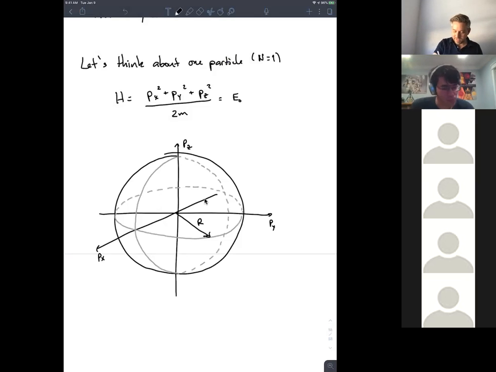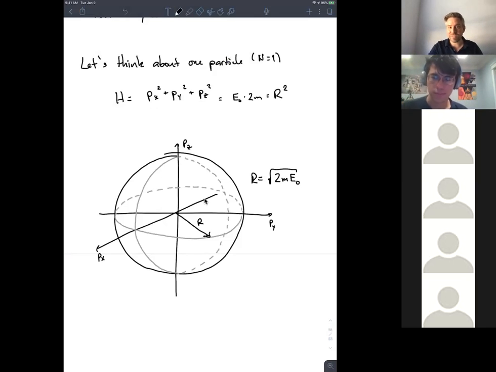And that radius, again, is just simple geometry. So the radius of this sphere is just equal to the square root of 2m E naught, right? Because all I'm doing is going back up to my Hamiltonian and moving all the constants onto one side. So I just multiply both sides by 2m and I get that. So now this is just equal to the radius squared of my sphere. That's just the definition of a sphere.